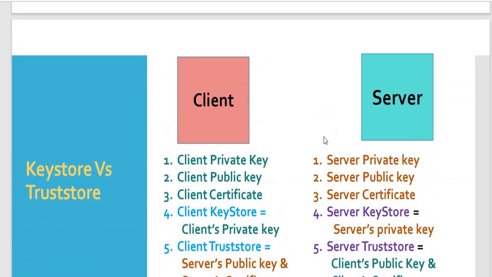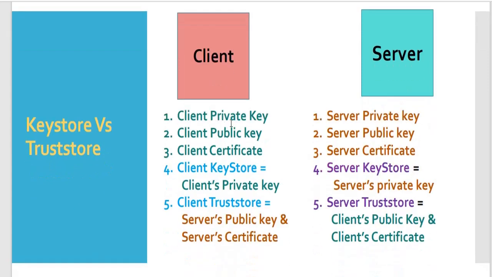One more thing here. Any client, any server will have this set of information. Every client will have its private key, public key, and certificate. These are the three things first. Then the client key store, which is nothing but its private key. Client trust store, don't get confused. Client trust store means the client should trust the servers. It has all the certificate-related information or public key information of the server, not the client.